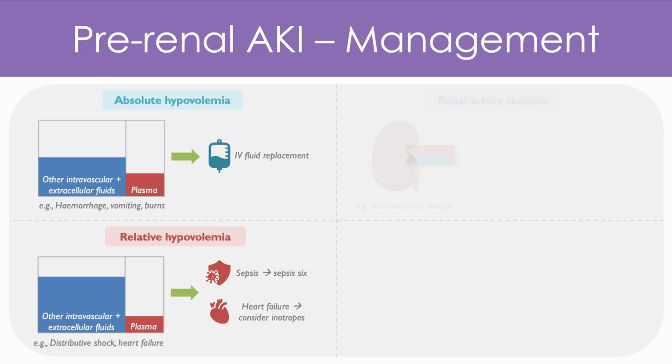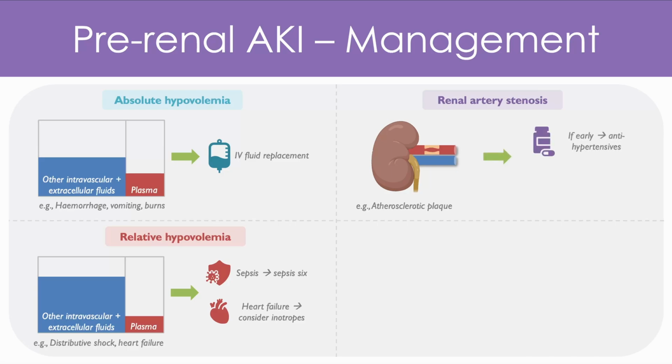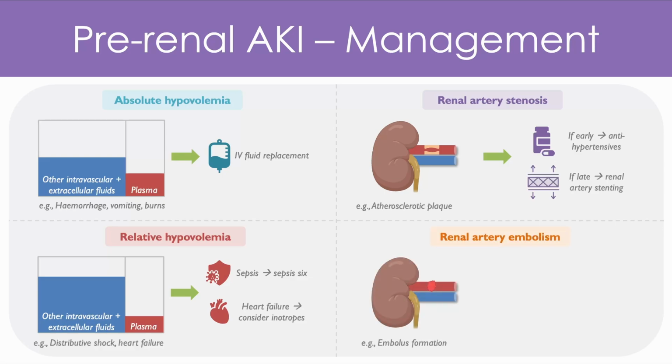In terms of renal artery stenosis caused by plaque buildup, this can often be treated with antihypertensives in the initial stages to prevent further growth of the plaque. However, if this is identified later, renal artery stenting can be another option. Finally, in renal artery emboli, patients may be offered anticoagulation, or in some instances, thrombolysis or thrombectomy.